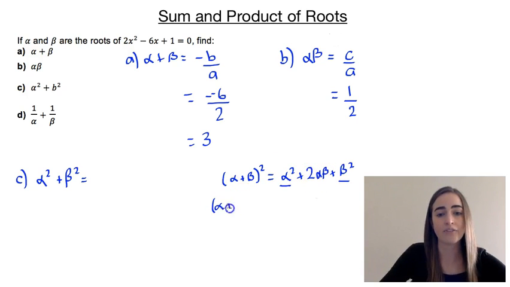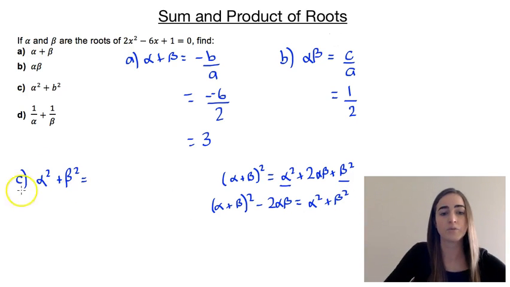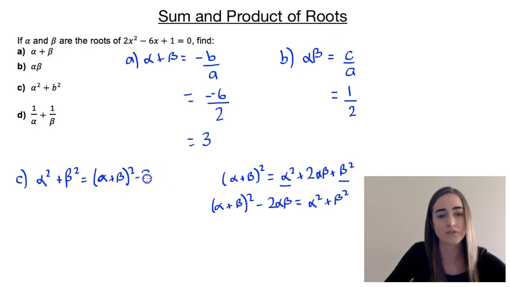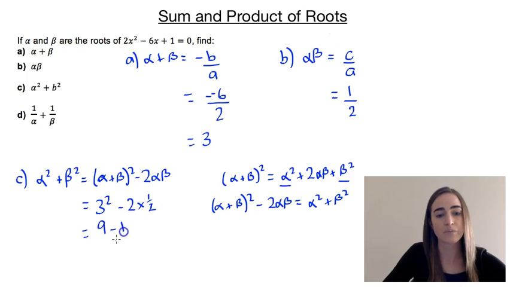So we could have (alpha plus beta) squared minus 2 alpha beta, and that would give us alpha squared plus beta squared. So we're going to do that here. We're going to have that equals (alpha plus beta) squared minus 2 alpha beta. And then we can use our solutions from parts A and B. Alpha plus beta was 3 and alpha beta was a half. So we're going to have 3 squared minus 2 times a half, which would give us 9 minus 1, which is 8.